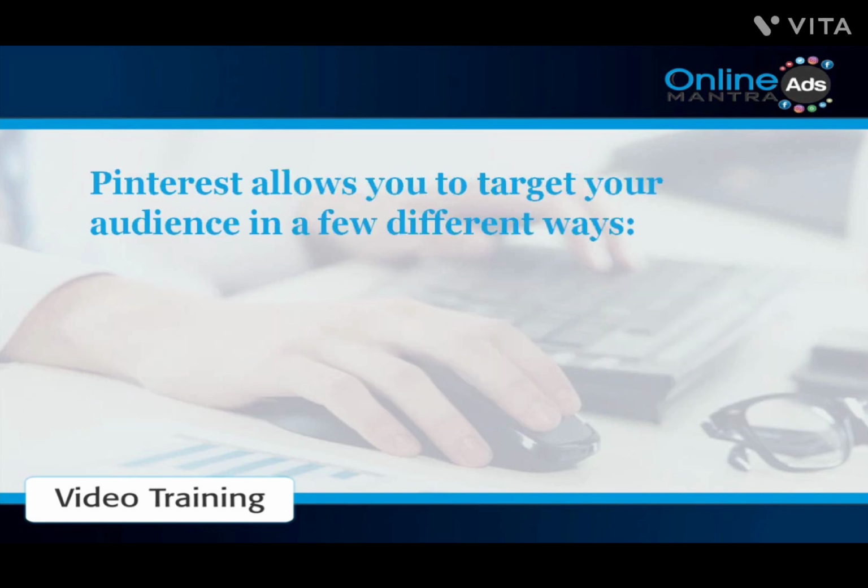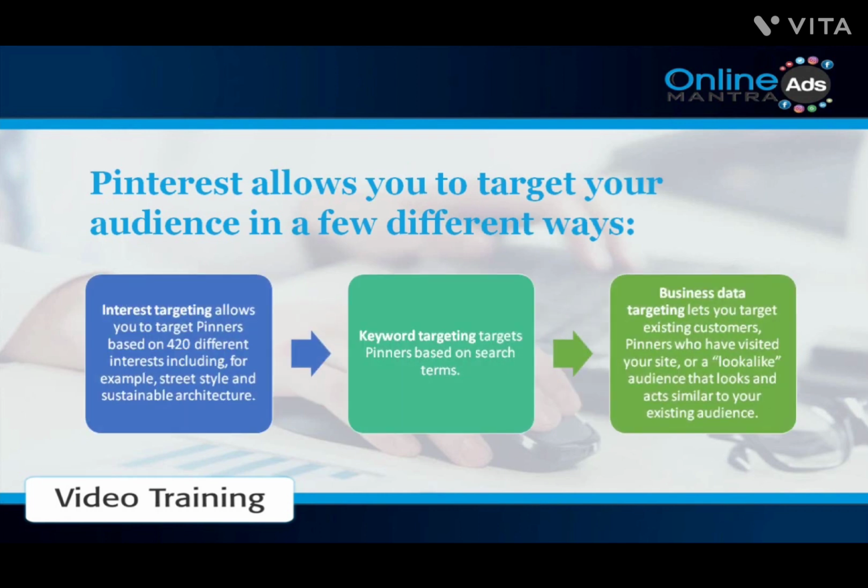Pinterest allows you to target your audience in a few different ways. Interest targeting allows you to target pinners based on 420 different interests including, for example, street style and sustainable architecture. Keyword targeting targets pinners based on search terms. Business data targeting lets you target existing customers, pinners who have visited your site, or a lookalike audience that looks and acts similar to your existing audience.